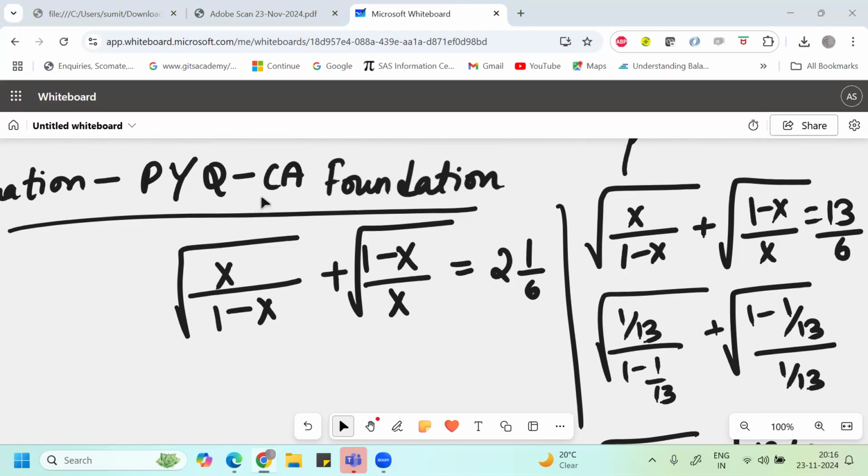Now, if you ask me, sir, how will we do this question without option? Okay, sir, well and good, you have solved this question with the option. Now, if you ask me how to do this question without option, that also I'll teach you.